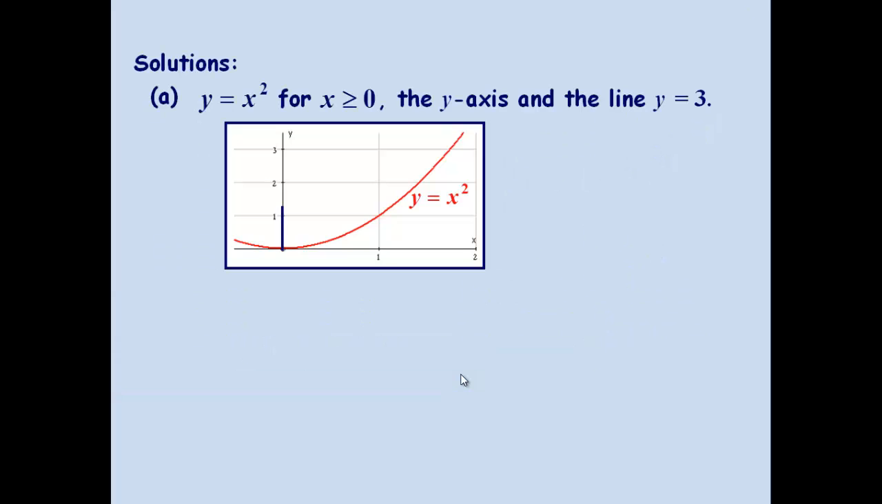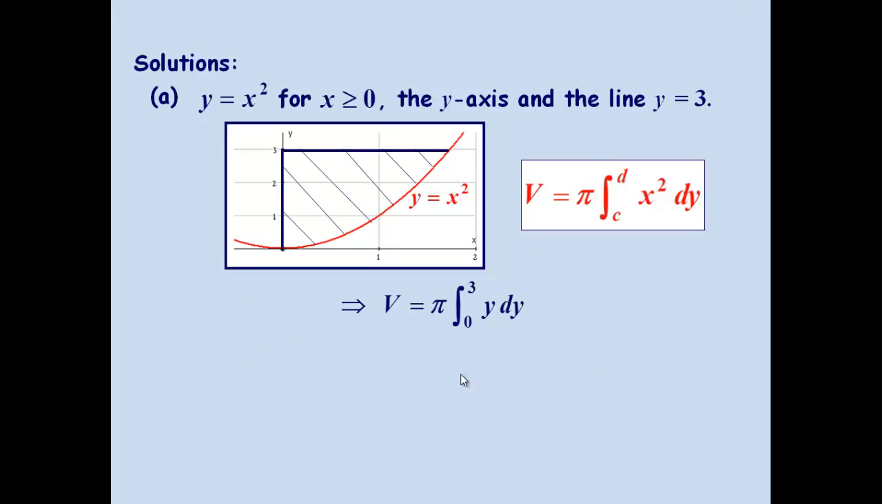Okay, here's the answers. That's the area we were looking at. We've got y equals x squared. So x squared just equals y, doesn't it? So that's a straightforward putting it in there. We get y squared over 2 when we integrate, and if we put in our limits, we get 9 pi over 2.